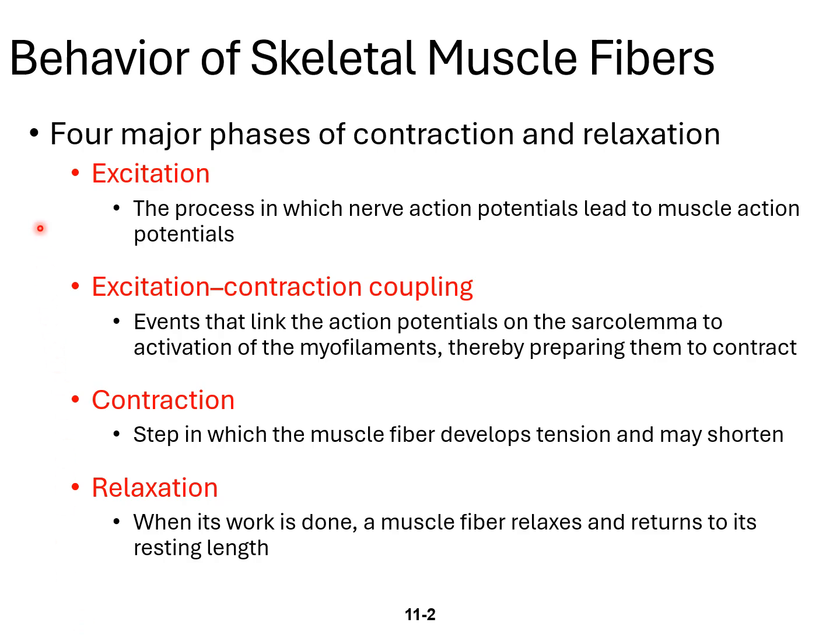The behavior of skeletal muscle fibers has 4 major phases of contraction and relaxation. First, excitation: the process in which a nerve action potential leads to a muscle action potential. Excitation-contraction coupling is the event that links the action potentials on the sarcolemma to the activation of the myofilaments, thereby preparing them to contract, which is our next step, contraction. This is when the muscle fiber develops tension and then shortens. Relaxation is when the work is done, and the muscle fiber has to relax and return to its resting length.